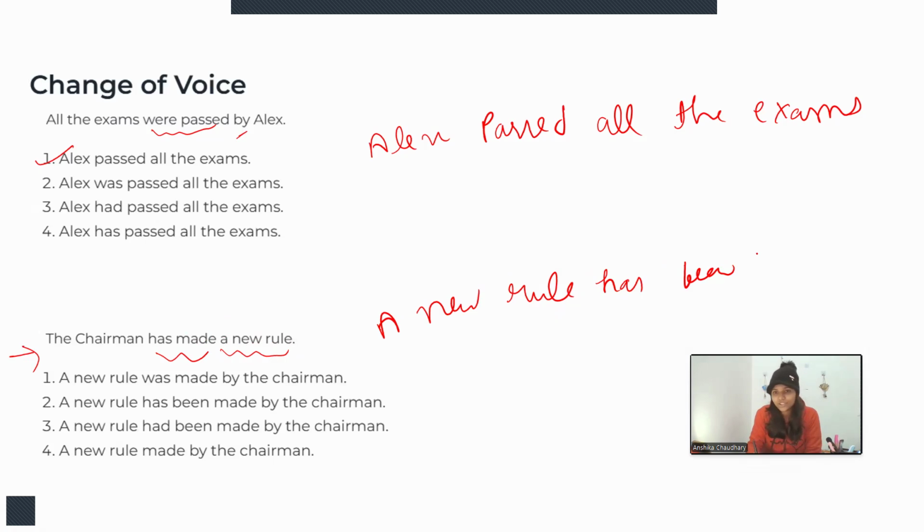then made by the chairman. By will be added additionally because it is the rule. By converting into passive, we will add by, and then the subject becomes the object, by the chairman. So let's see the options available. A new rule has been made by the chairman. Option number two will be the correct answer here.